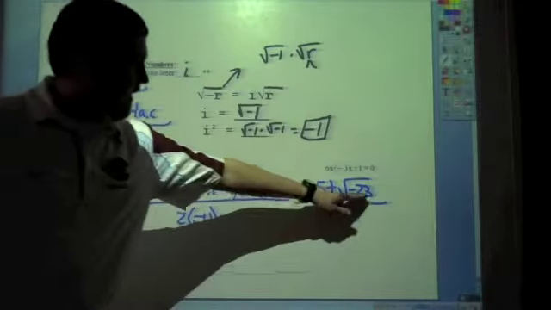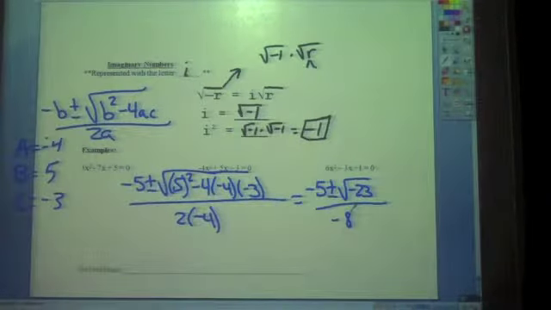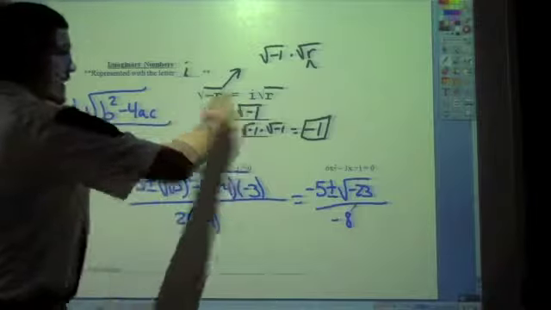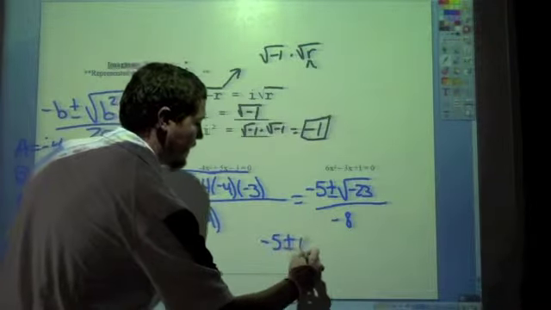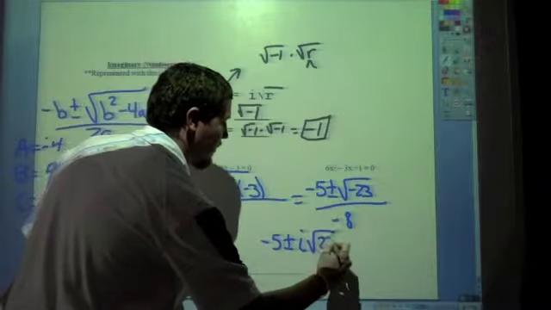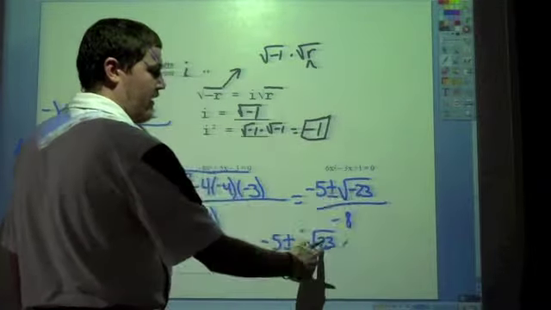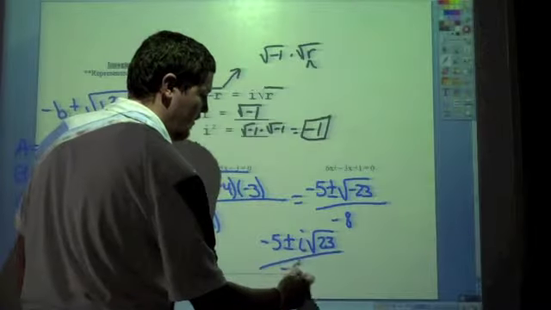So again, I realize I have a negative number inside the square root. So what do we do? We take i and we take it out. So that becomes negative 5 plus or minus i square root of 23. 23 becomes positive when we take i out, all over negative 8.